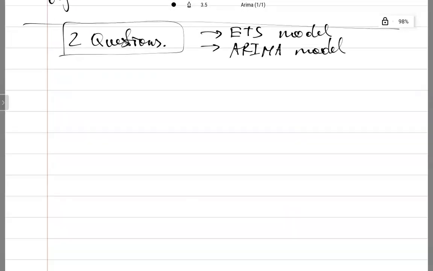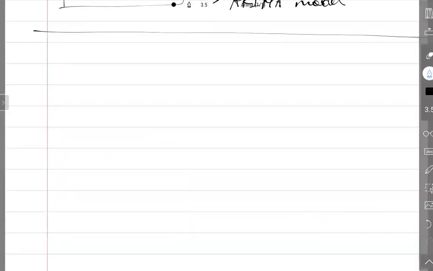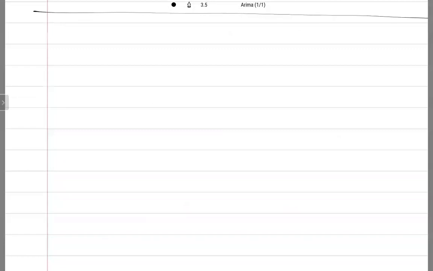So what about ARIMA models? Basically, I hope that some of you know about ARIMA models. They are integrated ARMA models.